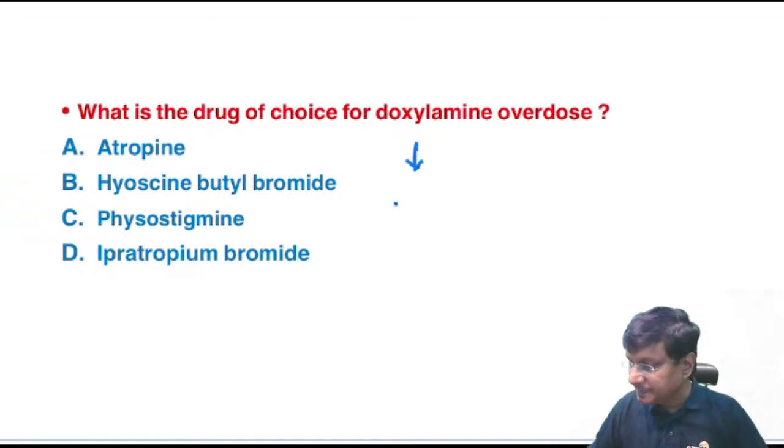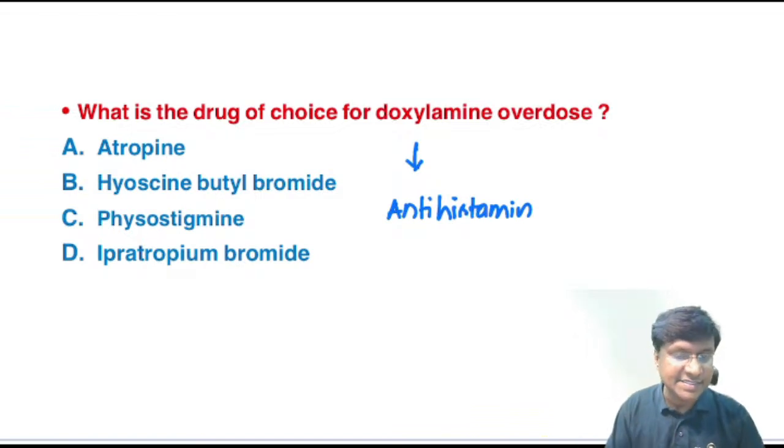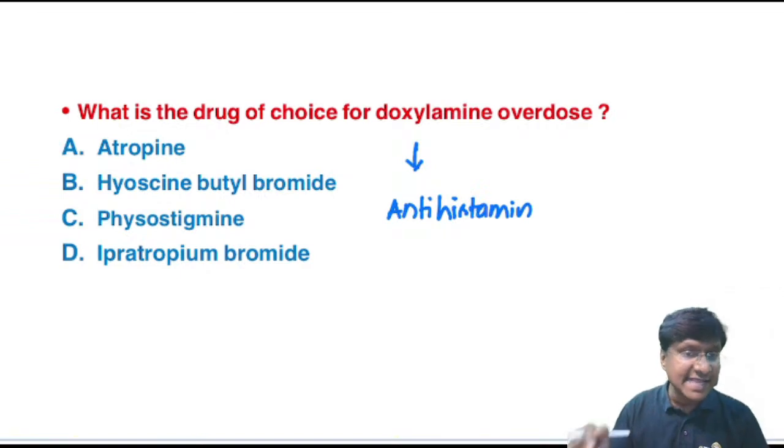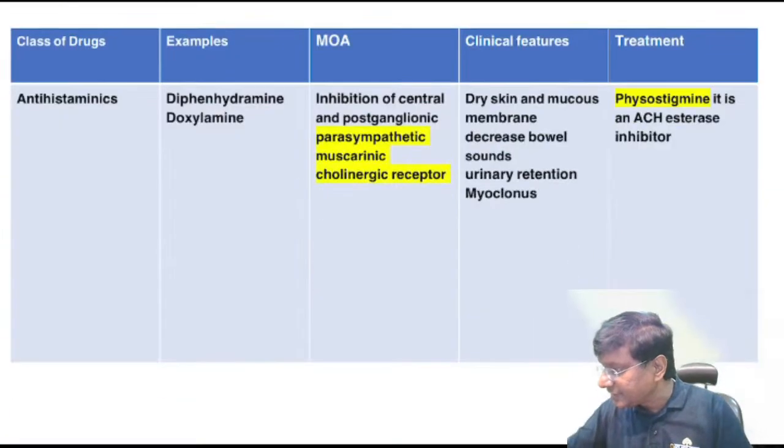Please remember, doxylamine is an antihistamine. And what are all the antihistamines? Like we have diphenhydramine, doxylamine. You should know the mechanism of action of these antihistamines causing the clinical features. Antihistamines like diphenhydramine as well as doxylamine cause inhibition of central and postganglionic parasympathetic muscarinic cholinergic receptors. So they are anticholinergic drugs.